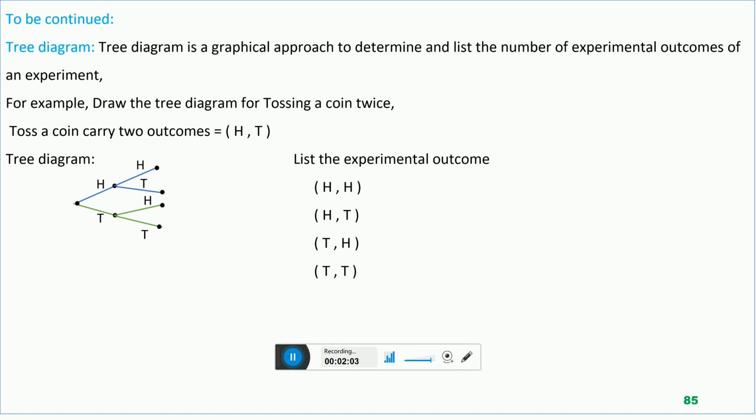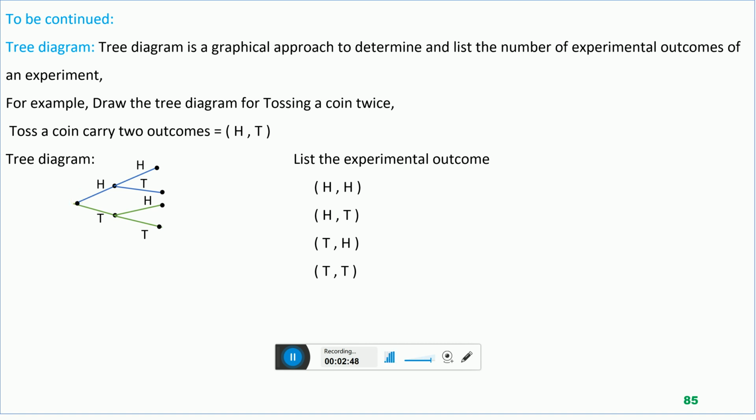Now the question is this: determine the number of experimental outcomes of tossing a coin twice by graph, by tree diagram. This is our objective. So we will draw the tree diagram for tossing a coin twice. We will start from the leftmost node. This black point is called a node, and it is on the left side of the tree. That is why this node is called the leftmost node of the tree diagram. We will start from here.